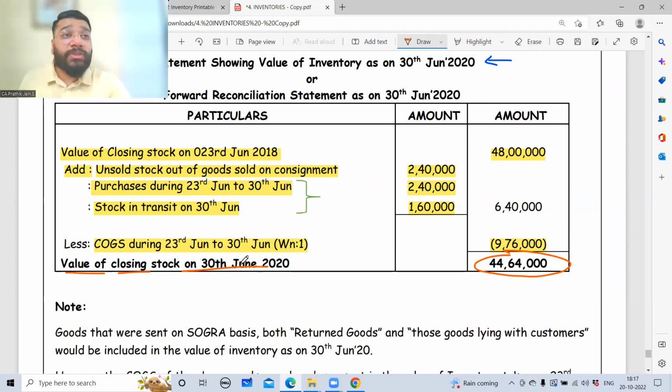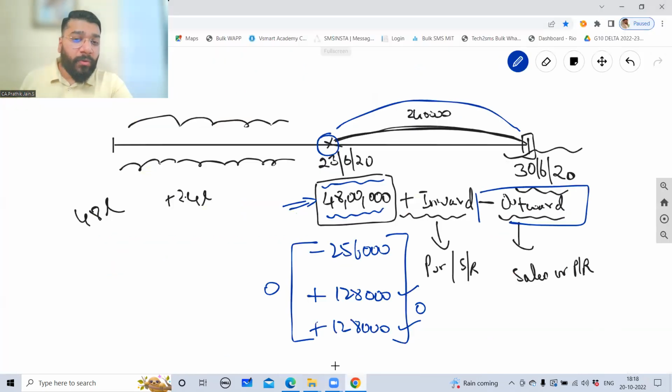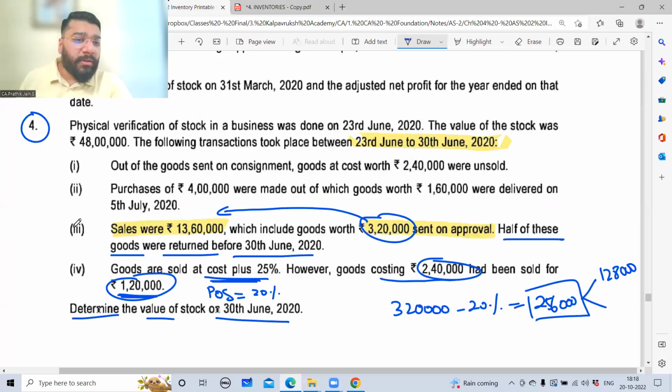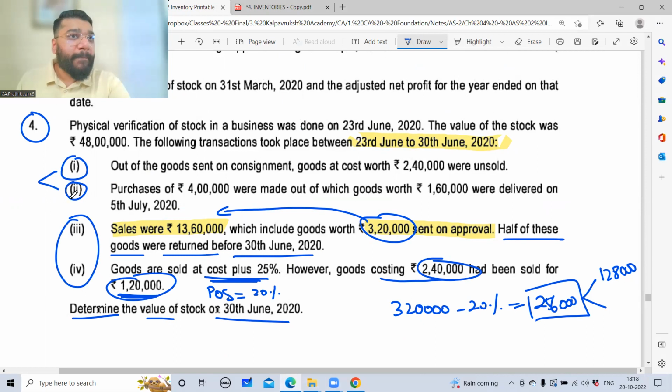This is the book value of the closing stock, not the physical value. Because this 44,64,000 includes certain goods which are not there in my godown. In this question, they have not asked for the physical stock. They've asked for the book value of the stock. So as long as your third and fourth points are concerned, there is no extreme assumption being taken. It is a normal thing. Where people go wrong is in the first 2 points. Am I clear? The first 2 points.